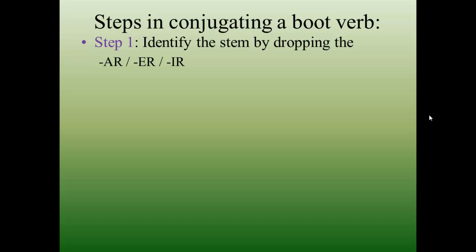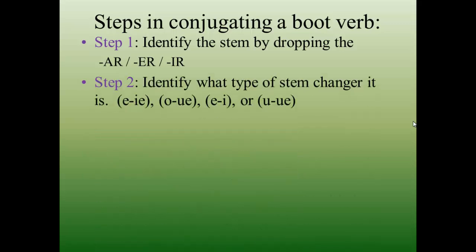So here we go, steps in conjugating a boot verb. You can pause this and write these down as I say them because I'm going to say them kind of quickly. Step 1, identify the stem by dropping the AR, ER, and IR. So you just drop the ending to find your stem. Step 2, identify what type of stem changer it is. There are 4 different types: E to IE, O to UE, E to I, or U to UE.